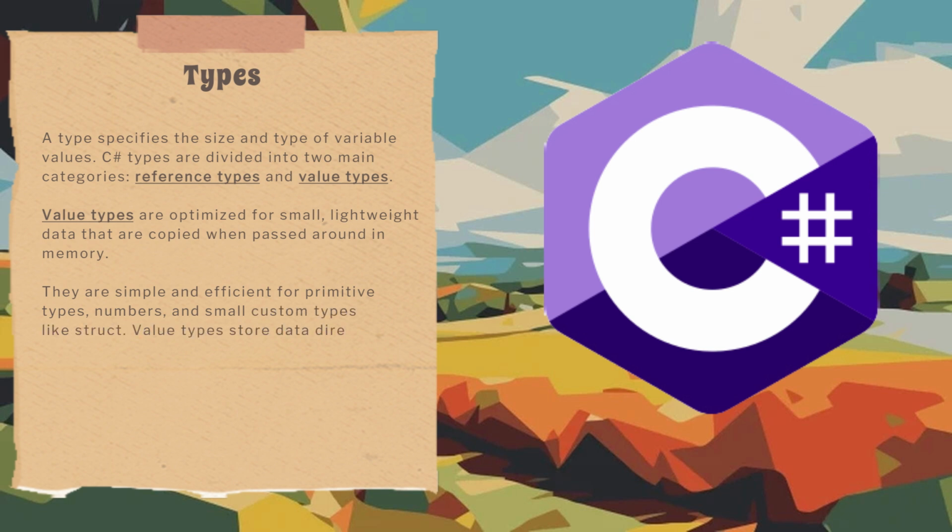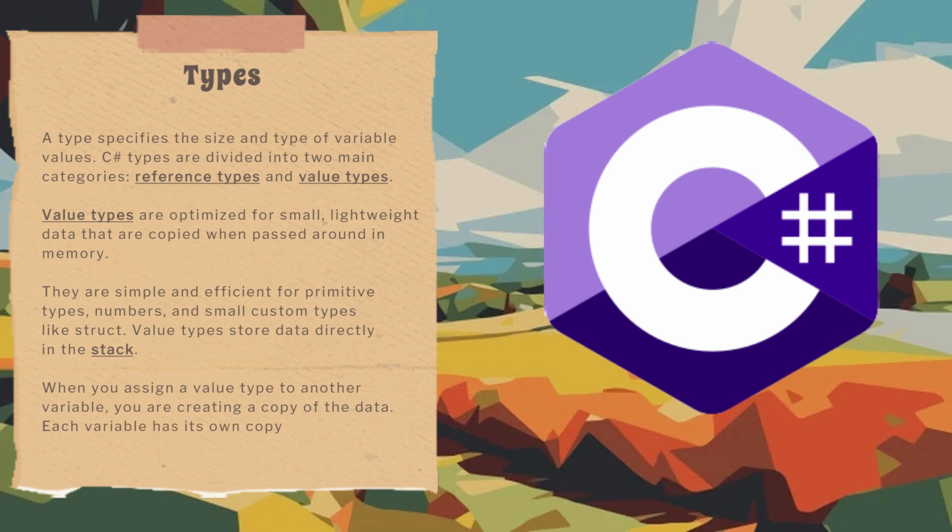Value types store data directly in the stack. When you assign a value type to another variable, you are creating a copy of the data. Each variable has its own copy of the data, meaning that changes to one variable do not affect the other.